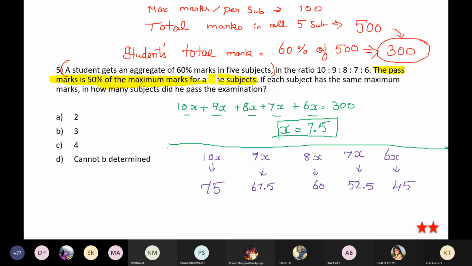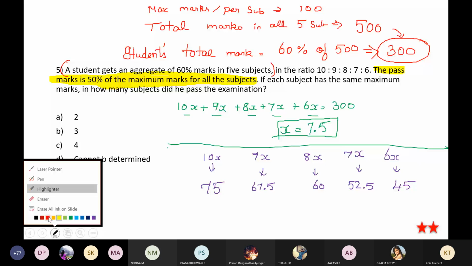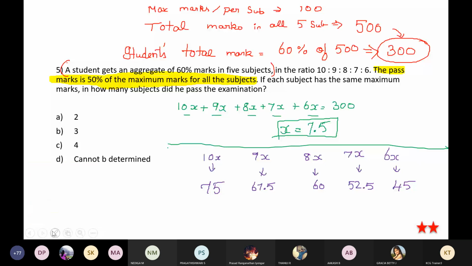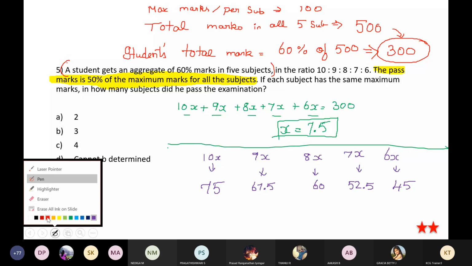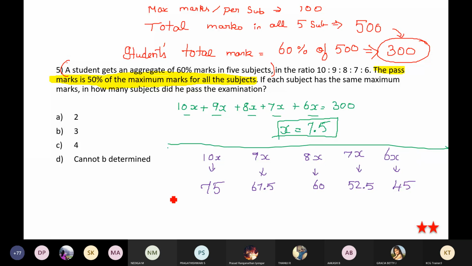In how many subjects did he pass? Here he has passed, passed, and here he has failed because he did not get 50 marks. The answer would be 4. So he has passed in 4 subjects. Excellent, superb.